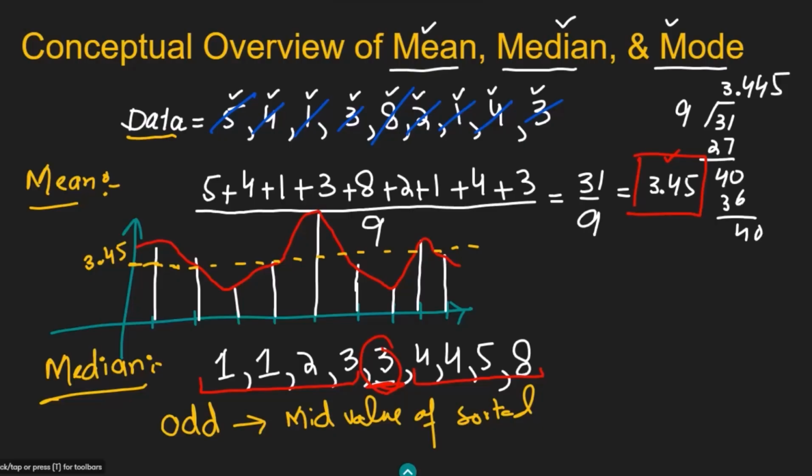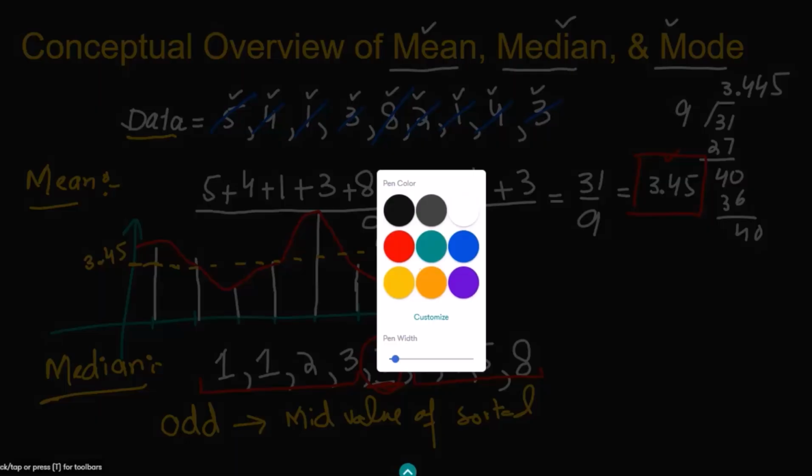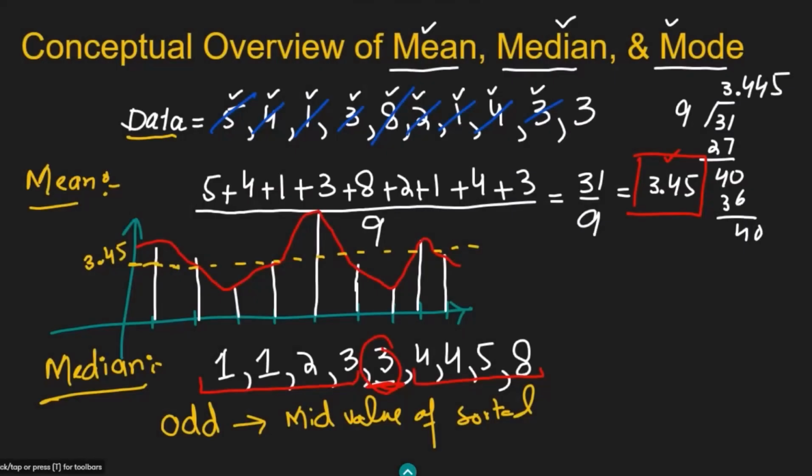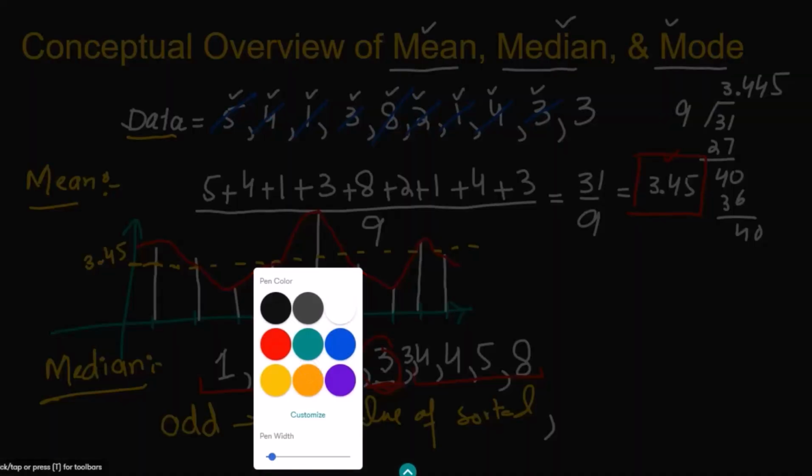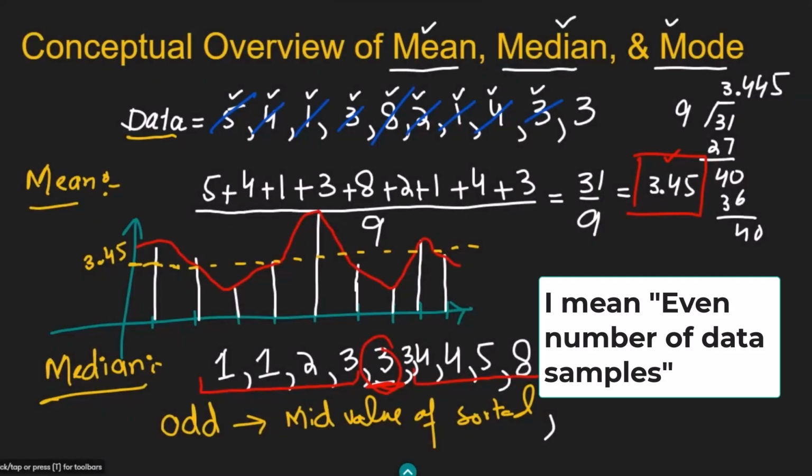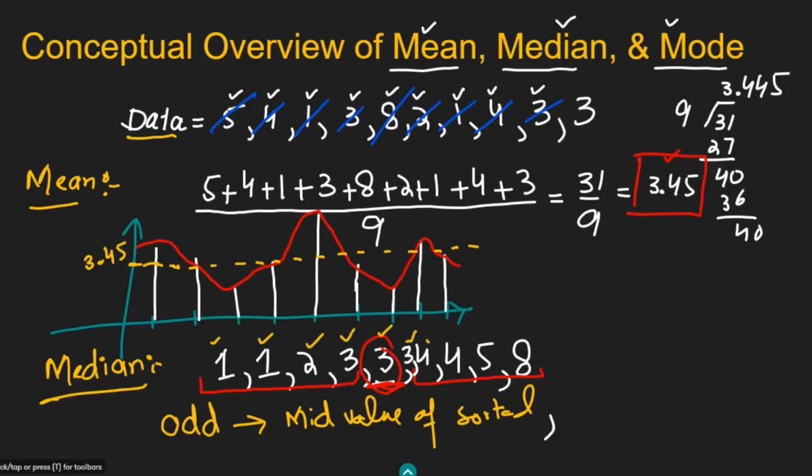So suppose we also had another number here, let me have another 3. Writing that 3 here, the data I have now is composed of an even count of numbers. So we can see here 1 2 3 4 5 6 7 8 9 10. We have 10 numbers which are 1, 1, 2, 3, 3, 4, 4, 5, 8.